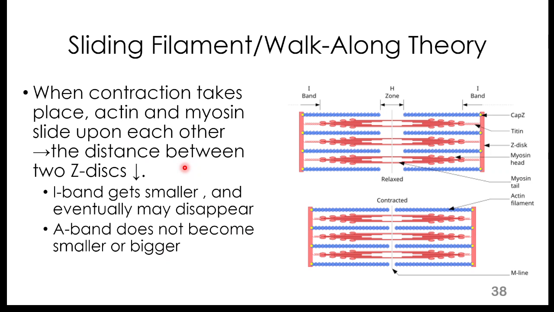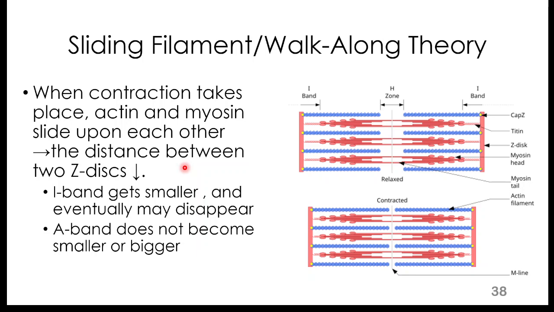Now, there is a theory that explains how the interaction of actin and myosin, how the interaction of these two contractile proteins leads to contraction. Okay, so what happens? It is called the sliding filament or the walk along theory.